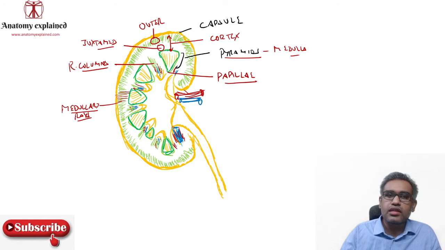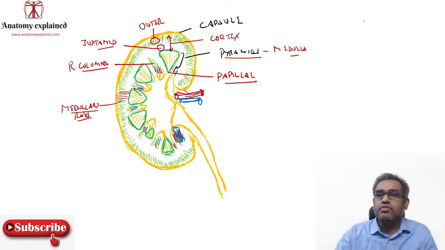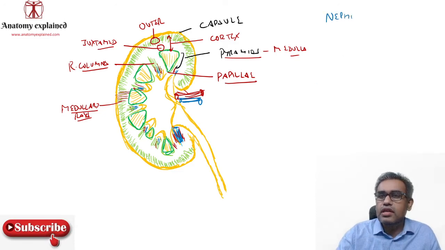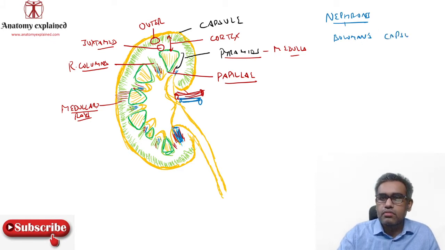So what is there in the cortex and medulla? Basically we have nephrons. As we know, the functional unit in the kidney is the nephron, and there are around 1 million nephrons in each kidney. The nephron has a basic structure, a Bowman's capsule, which has capillaries known as the glomerulus. After this you have tubules, a whole region made up of tubules.